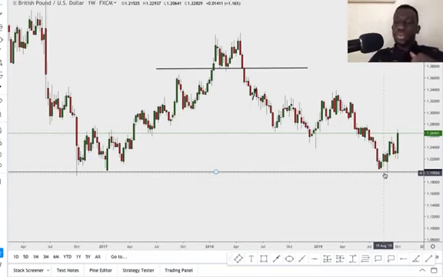Yes, there'll be flipbacks, there'll be pullbacks, but anytime you come and look at it, just identify: is the market still making lower lows and lower highs? Yes. Some of the pullbacks might be bigger than the previous pullbacks. Do not be afraid. The trend is your friend.